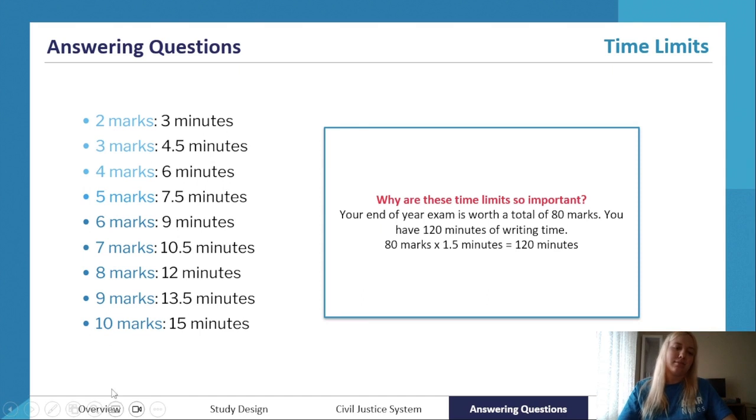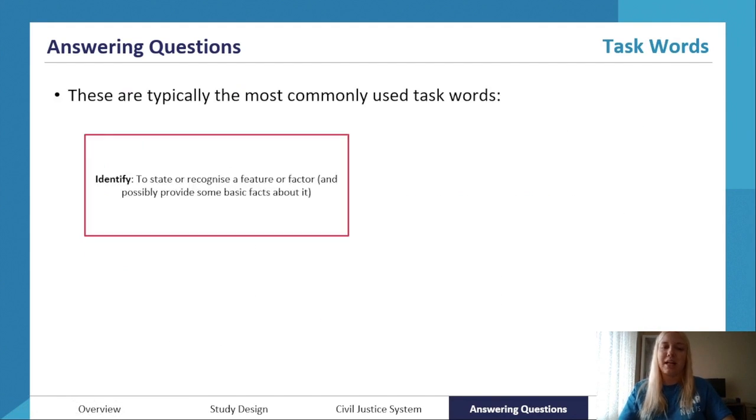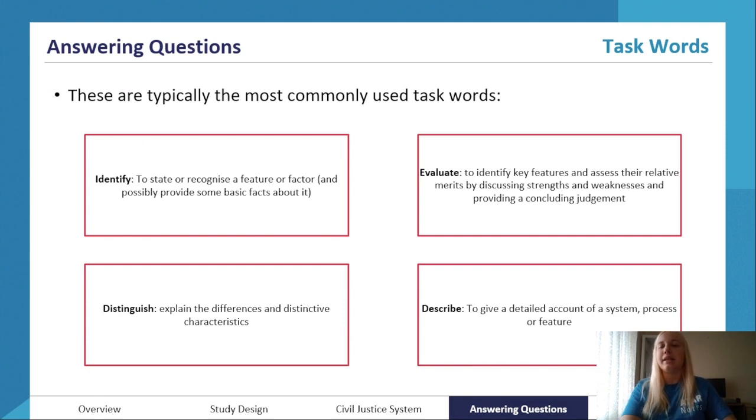Time limits, pay attention. Do a 10 marker every week, because by the end of the year, you should be able to do a really good one in 15 minutes, even though it's a mini essay. So that's just one thing I'd address.